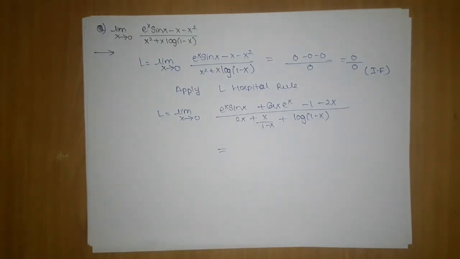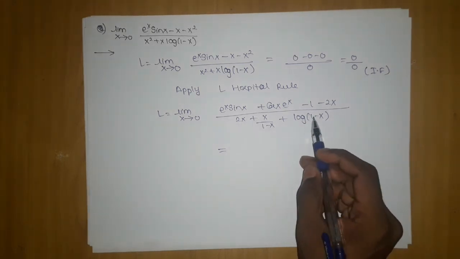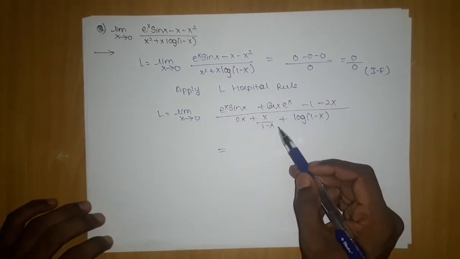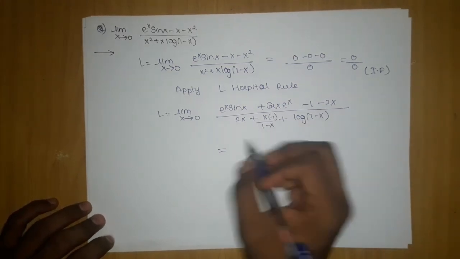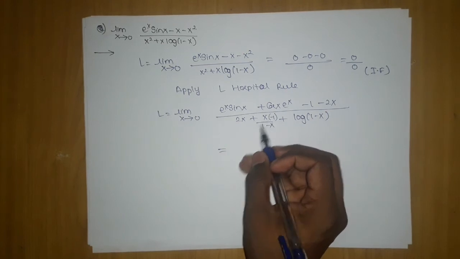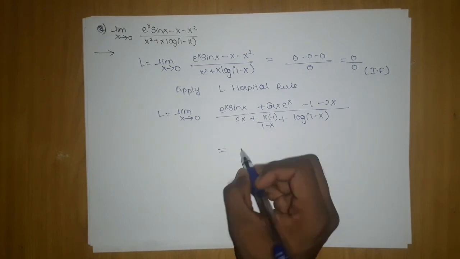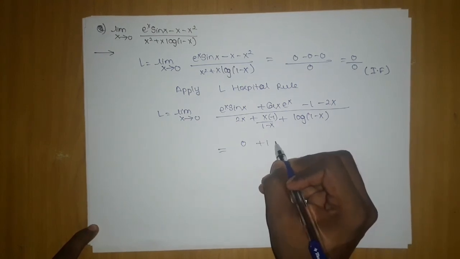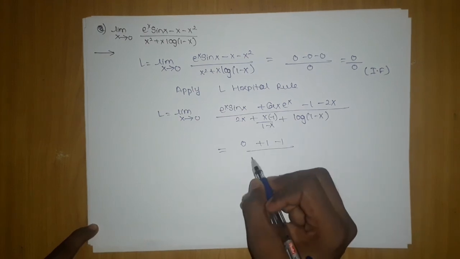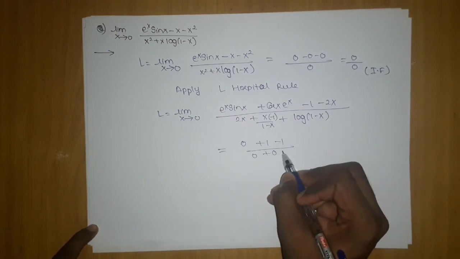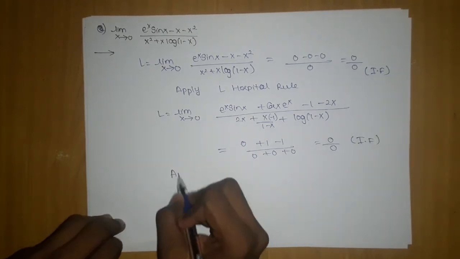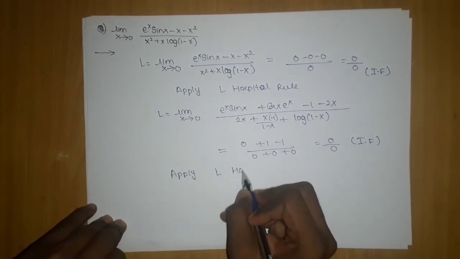Here, log 1 minus x, 1 upon it will be minus 1 also, so we will be left with that. Now if I substitute the values, what I am getting is 0 minus 1 upon 0, which is nothing but 0 by 0, an indeterminate form again. Apply L'Hospital's rule.